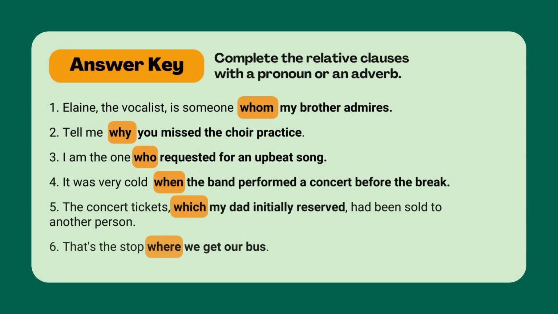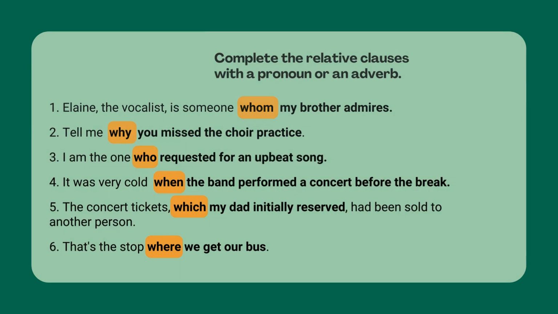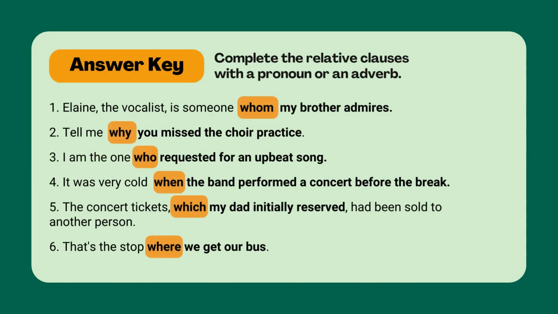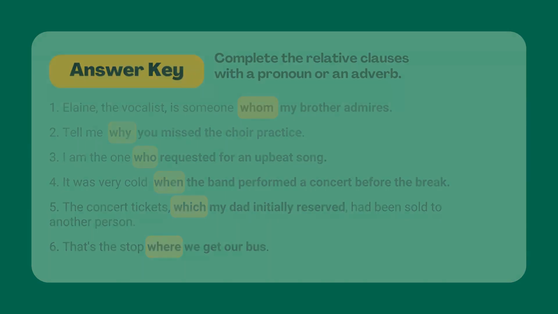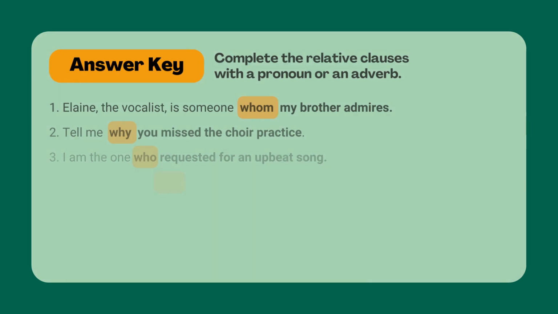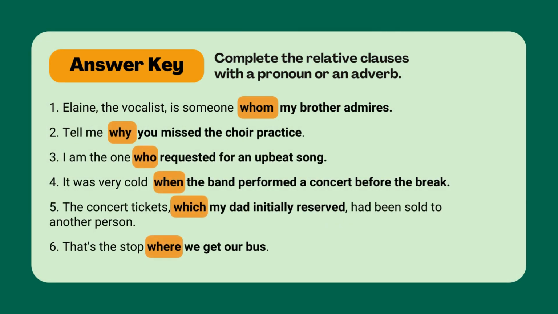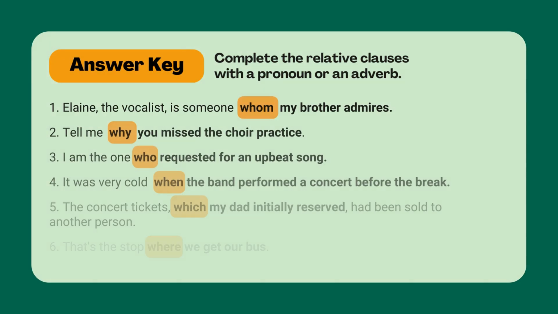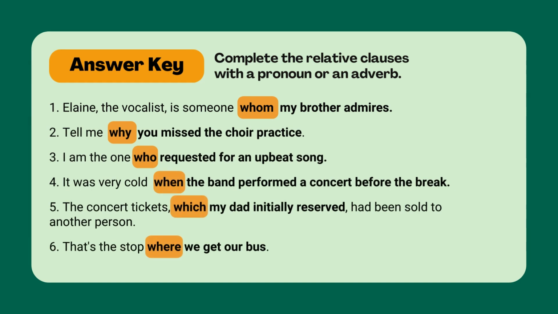Answer key. Complete the relative clauses with a pronoun or an adverb. 1. Elaine, the vocalist, is someone whom my brother admires. 2. Tell me why you missed the choir practice. 3. I am the one who requested for an upbeat song. 4. It was very cold when the band performed a concert before the break. 5. The concert tickets, which my dad initially reserved, had been sold to another person. 6. That's the stop where we get our bus.